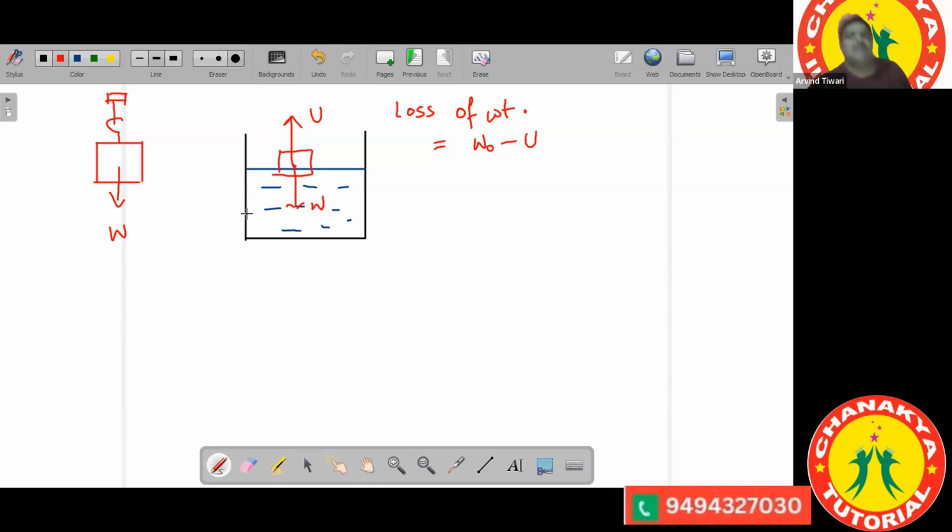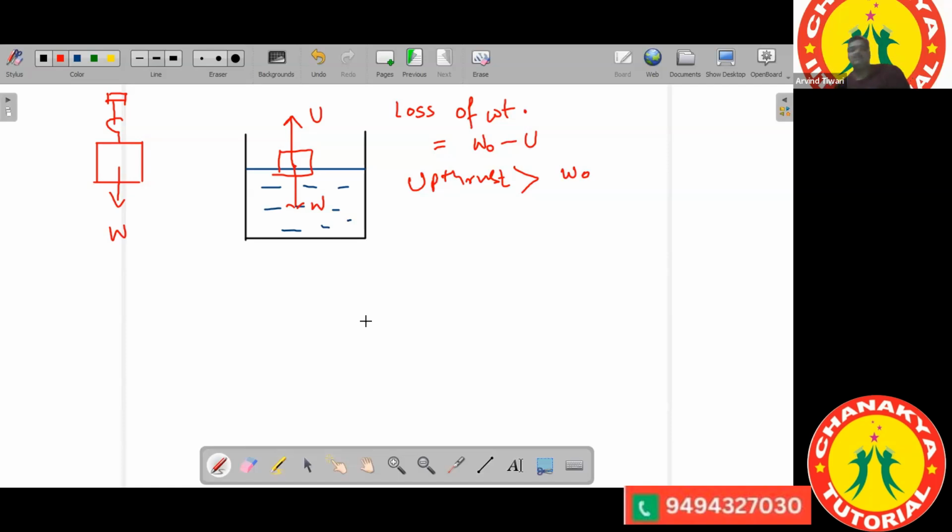If the block is floating in water, that means its weight is 0. Okay, so the weight of the block will be 0. That means the loss of the weight will be equal to the upthrust. Hence it will float. Any object will float if the upthrust is greater than its weight, then only the object will float, otherwise the object will sink.